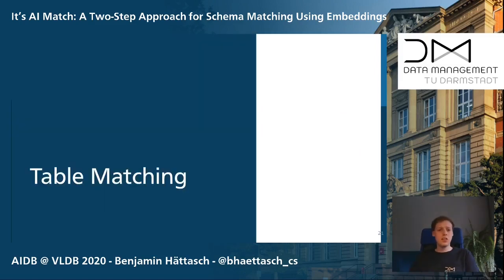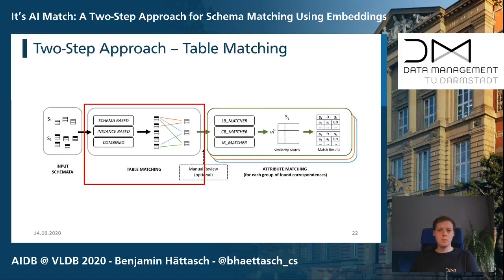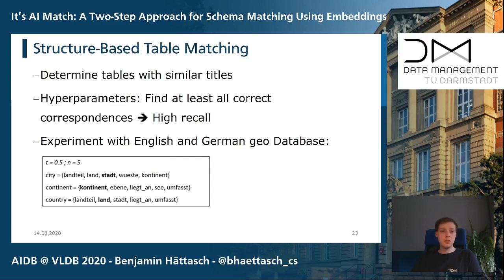So let's have a look at the first step, the table matching step. In the first step, possible matches between tables are searched for, either on the basis of the available schema, on the instances in the tables, or using both information together. The simplest approach is to go schema-based and compare the table titles. We did some experiments to identify good hyperparameters for this step. You can find details in the paper.